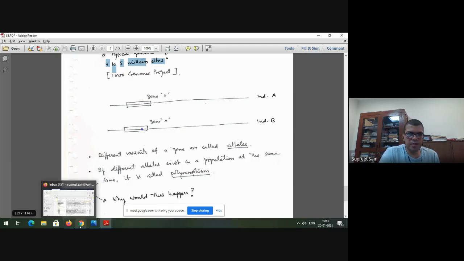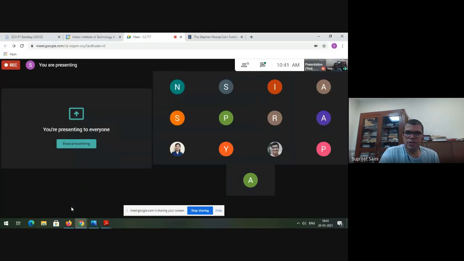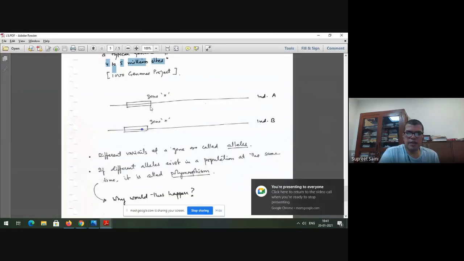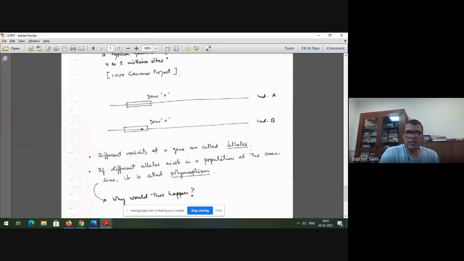I see 15 people in this meeting. So if we sequence 15 gene X's in the entire population of this class, then we will get different variants of gene X. These different variants of gene X are called alleles. And if different alleles exist in a population at the same time, that phenomenon is called polymorphism.